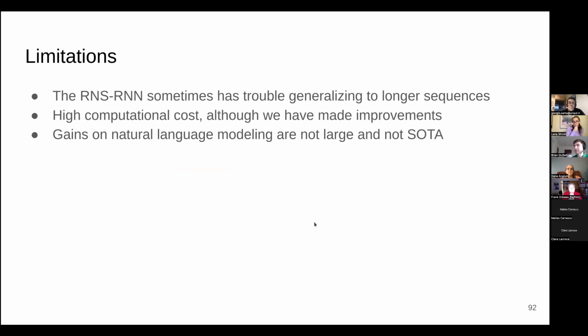Some limitations of this work. We have noticed that on some deterministic tasks, the RNS-RNN has trouble generalizing to longer sequences. The model also has pretty high computational cost, although we have been making improvements. It's steadily getting faster and faster, but it's still cubic time complexity. Also, the gains in natural language modeling are certainly not very large and definitely not state-of-the-art.